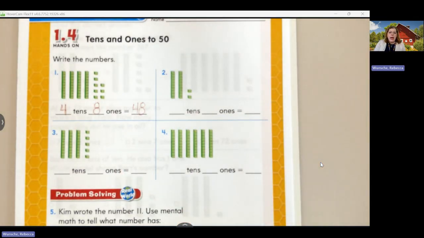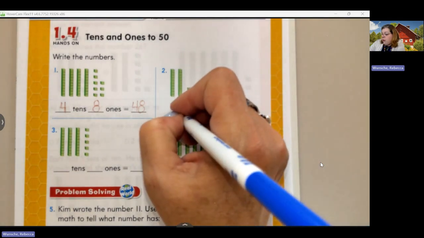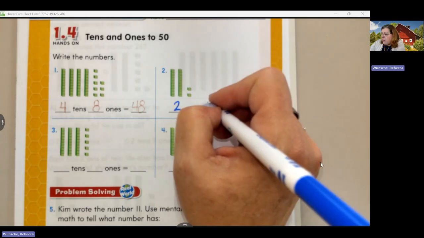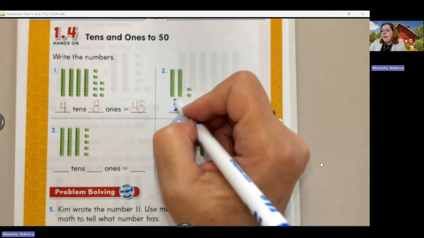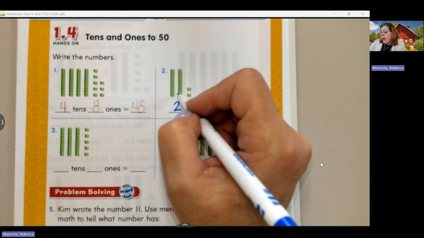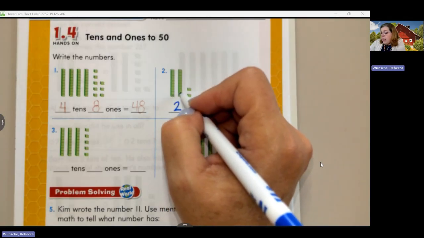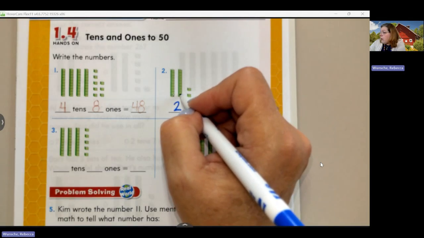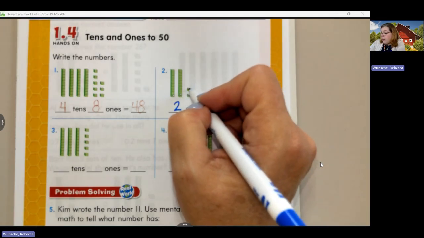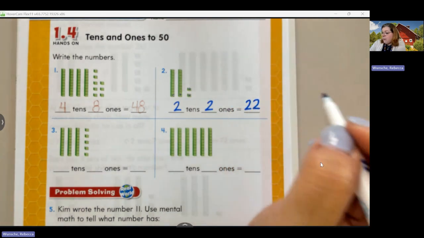The next one that we have has 2 tens rods and 2 ones blocks. So we're going to put down our 2 tens and our 2 ones blocks. That's really easy to see. But then what is our number? Well, let's count what these represent. When we have tens rods, we count by tens: 10, 20. And then when we have ones blocks, we count on by ones. So that's 10, 20, 21, 22. So the number this represents is 22.